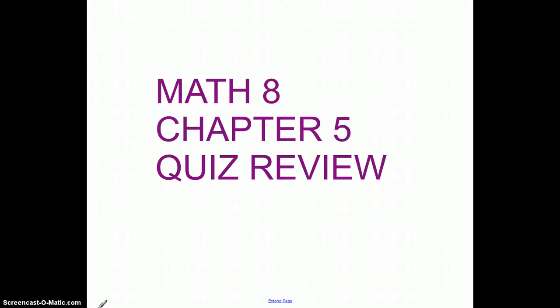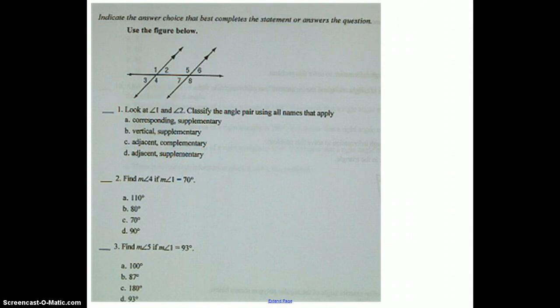So today we're going to work on the Math A quiz review for Chapter 5. This section was all about angles and lines and their relationships. We went over some in class, but I want to start from the very beginning just to make sure we're all on the same page.